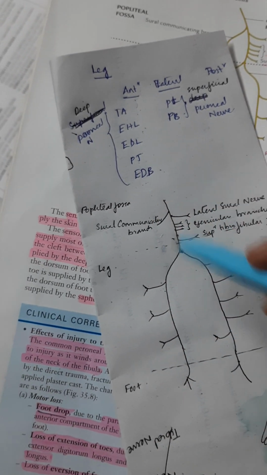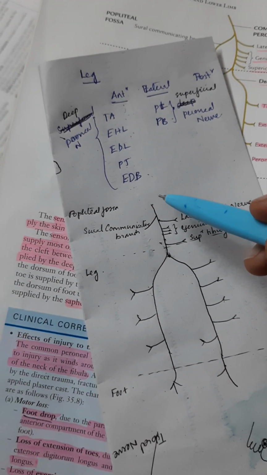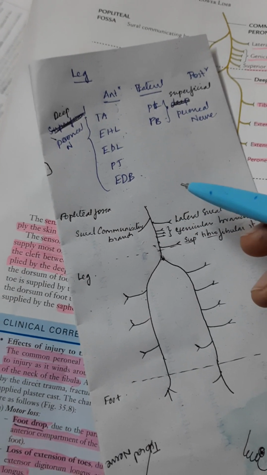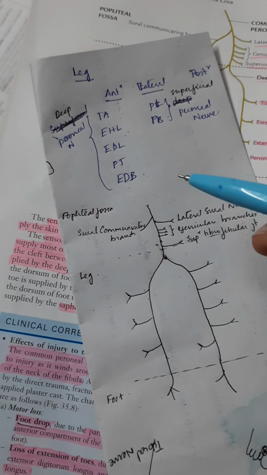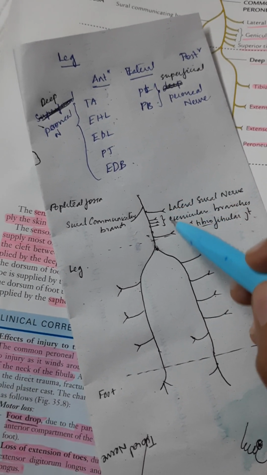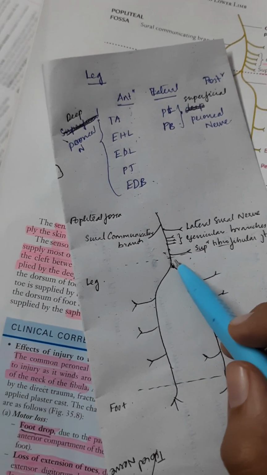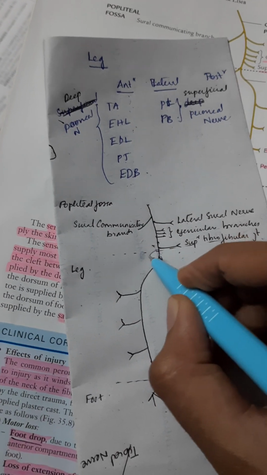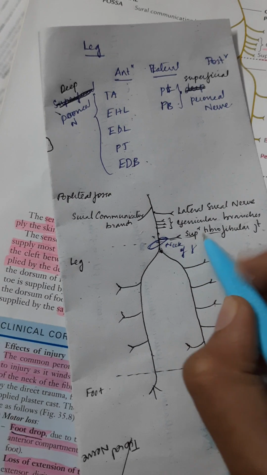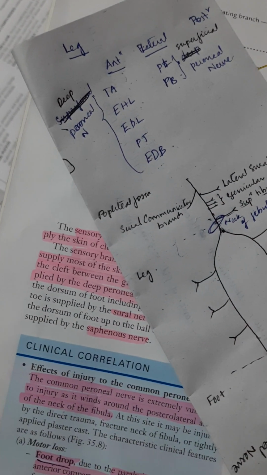Now we'll learn about the course of the common peroneal nerve. So where is common peroneal nerve forming? Common peroneal nerve is forming above the popliteal fossa, a little above the popliteal fossa, at the junction of middle 1/3 and lower 1/3 of the thigh. And then it passes through the popliteal fossa and enters the leg, where it divides at the neck of the fibula. At the neck of the fibula, it divides into deep peroneal nerve and superficial peroneal nerve.